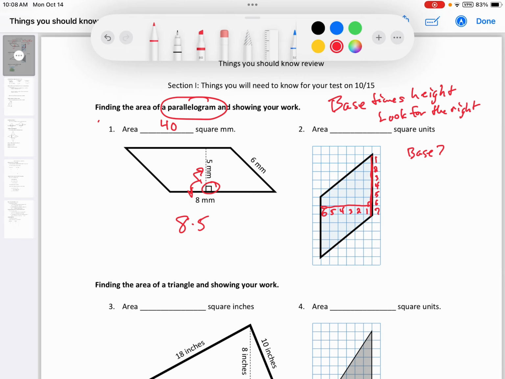So to get the area, all I have to do is multiply the base times the height. 7 times 6, and 7 times 6 is 42. So the area of number 2 is 42.